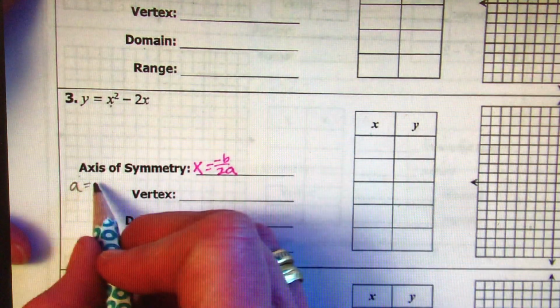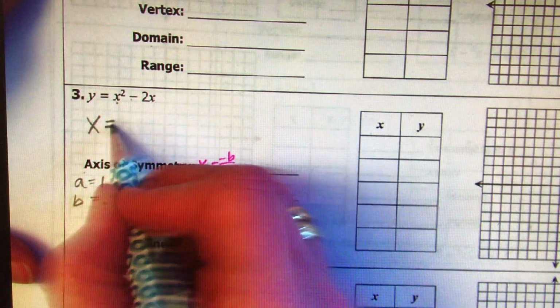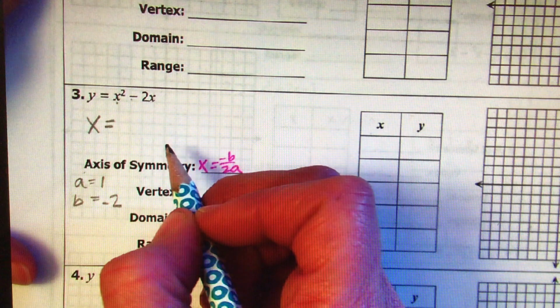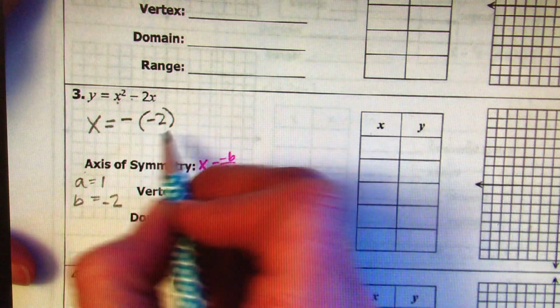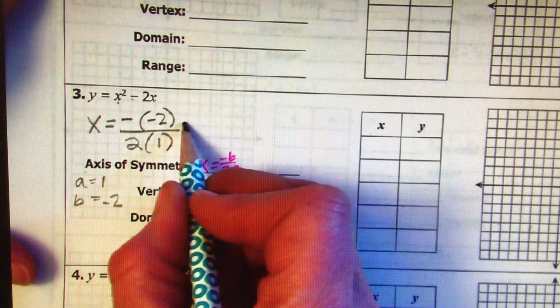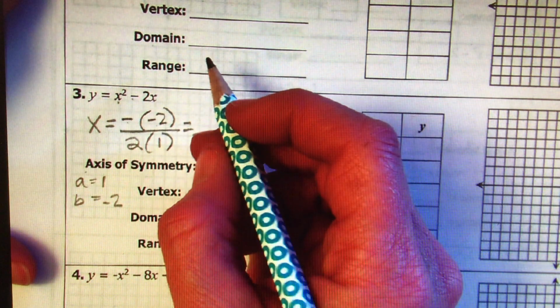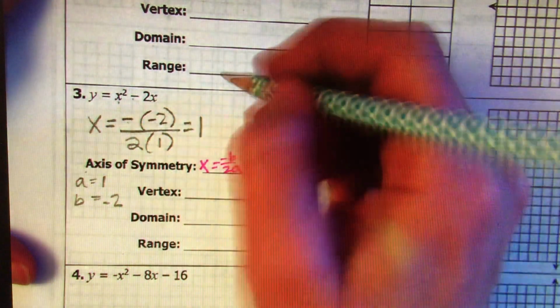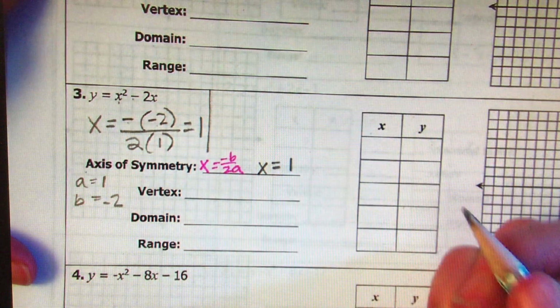Well, your A is 1. What's your B value here? -2. Okay, so let's plug it into our formula. So x equals, be careful of this one, a negative -2, all over 2 times your A, which is 1. I'm going to end up with negative times -2 is just 2, divided by 2, which is 1. Okay. So I have my axis of symmetry, which is x equals 1.